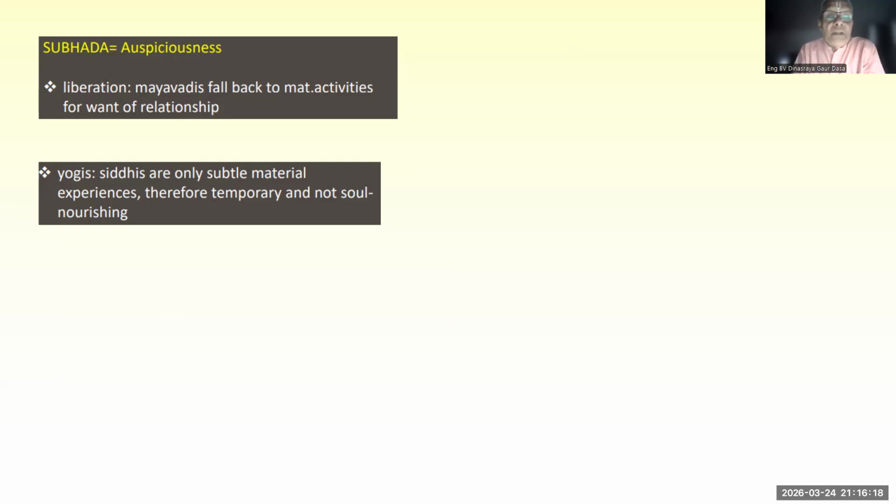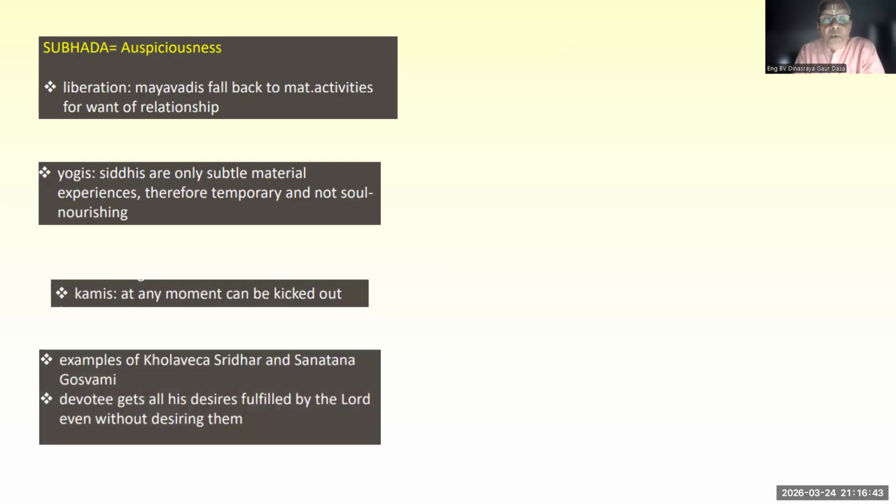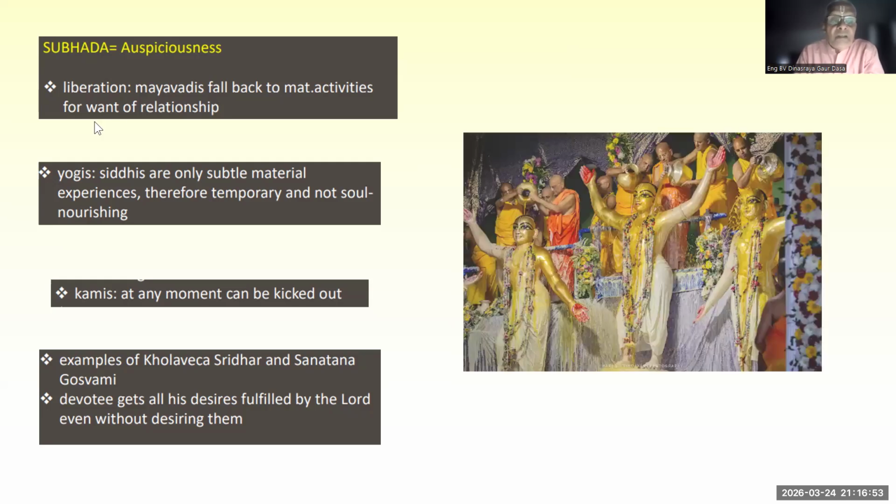So they are not soul nourishing, but Krishna consciousness is soul nourishing. It gives bliss to the Atma. Why bliss to the Atma? Because we are part and parcel of Lord Krishna. The Supersoul does not want us, the individual soul, to suffer because of detachment. So karmis can be kicked out any moment. Example of Kola Vecha Sridhar and Sanatan Goswami: devotees get all their desires fulfilled by the Lord even without desiring them. So this is an example.